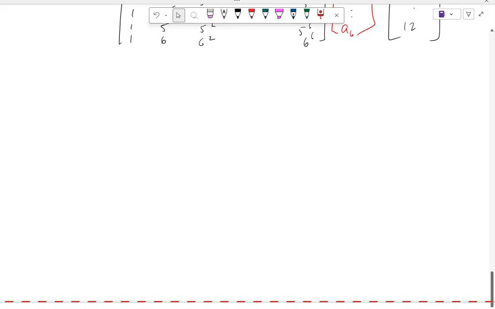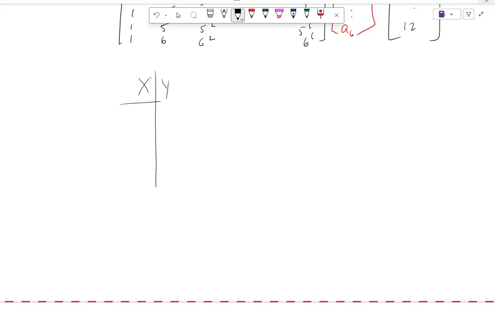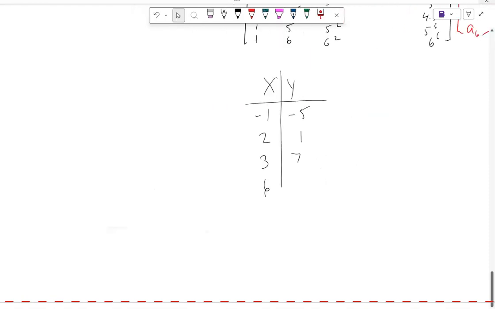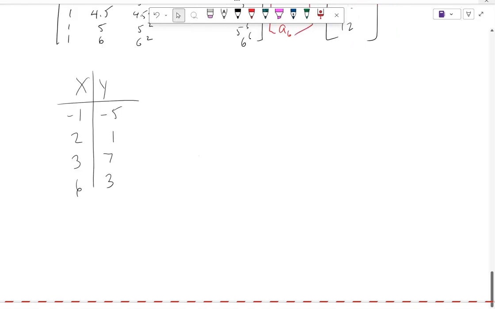So let's say we wanted to do a cubic function. Let's say we use the points -1, 2, 3, and 6. And let's say we had the y values of -5, 1, 7, and 3. I'm just making numbers up. Okay. I'm going to write this on the board also so that I don't have to keep switching back and forth between windows.